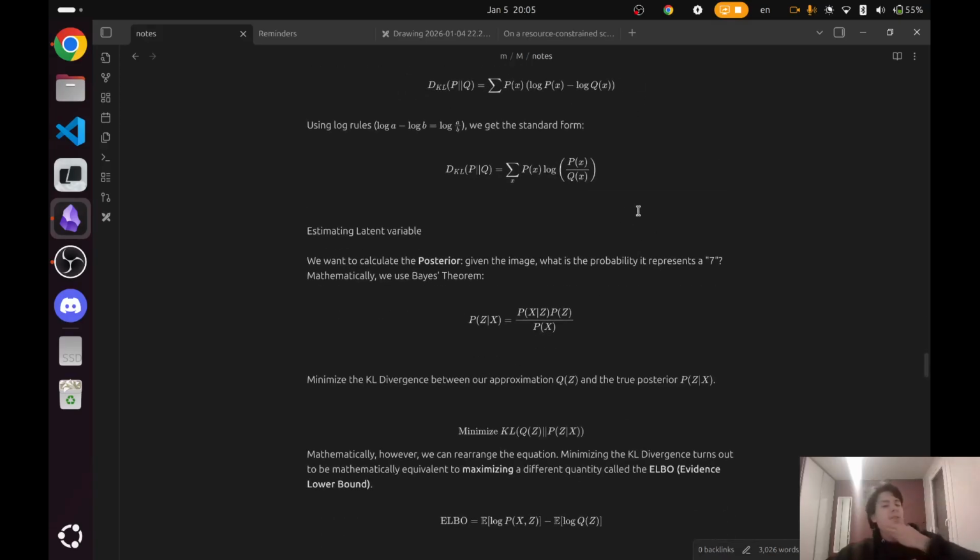Okay, now I'm going to go through a concrete example on a specific problem in which we want to estimate a latent variable, right?